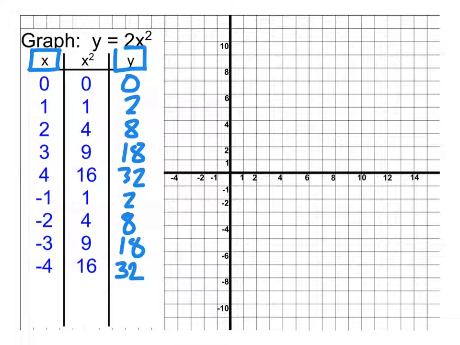So we start with the point 0, 0. That didn't change, notice. The vertex didn't move. Then I go to the point 1, 2. And then we go to 2, 8. And then I go to 3, 18, but that's off my graphing grid, so I'm not going to worry about plotting that. So I'm going to jump down to the next that I can plot, which is negative 1, 2, and negative 2, 8. And once again, negative 3, 18 goes off my graphing grid, so I don't need to worry about that.